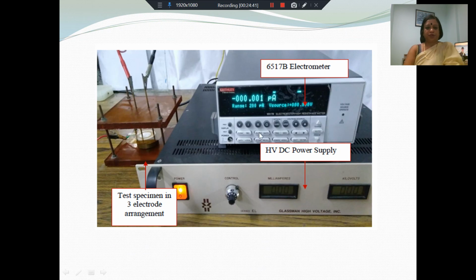So this is a picture of the experimental setup that we have in the high voltage laboratory. Here you have a high voltage DC power supply, and this is the 3 electrode assembly that you see. Here is the sample, and the picoammeter we use is the 6517B electrometer, which has very high sensitivity.